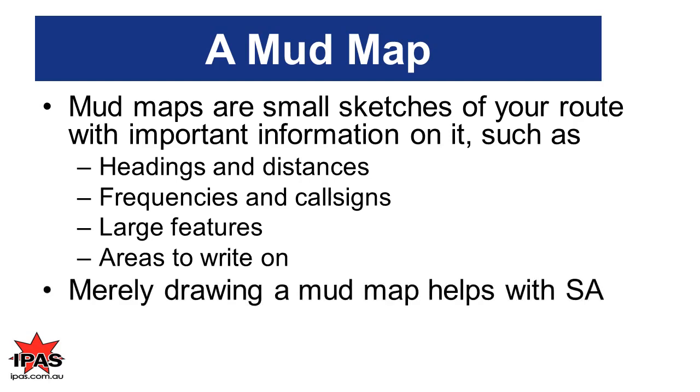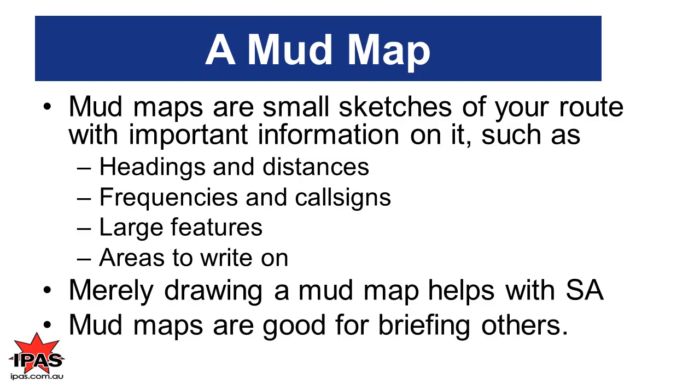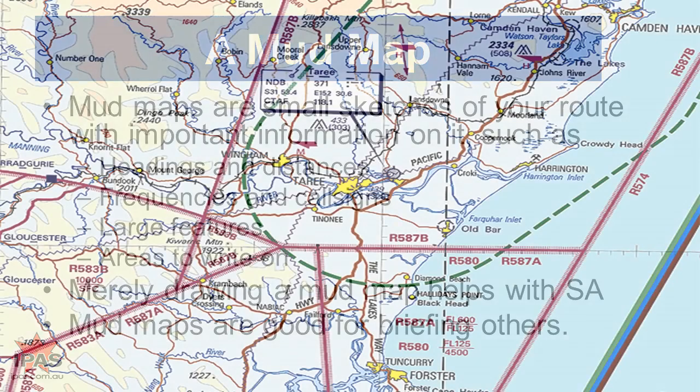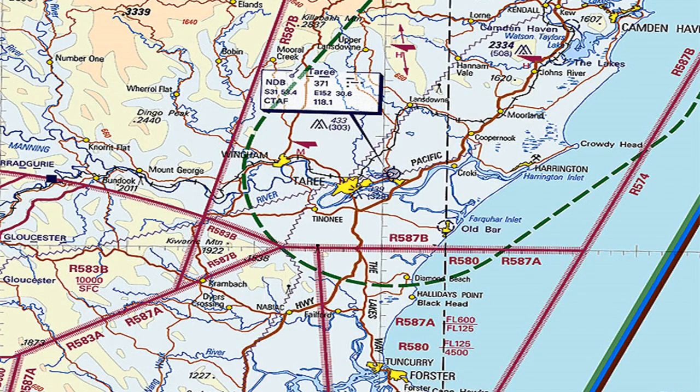Just drawing a mud map is very good as a part of the map recce and helps with situational awareness. So take the 5 or 10 minutes to sit down before you go out on your flight and draw a bit of a mud map of where you think you need to be, and then you can cross-reference it. Then in the aircraft, that's something that you can just refer to, to ensure that you are tracking where you expect to track. And as I said before, mud maps are fantastic for briefing other people. I'll give you an example of using a mud map.